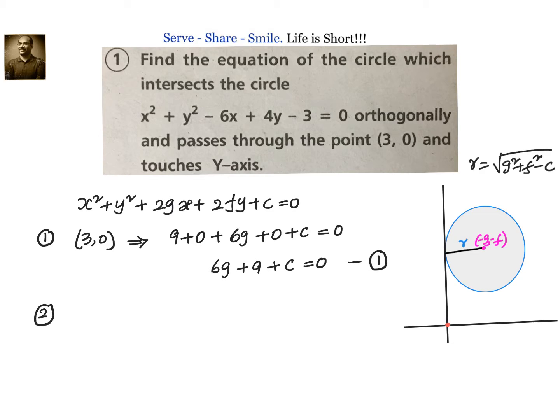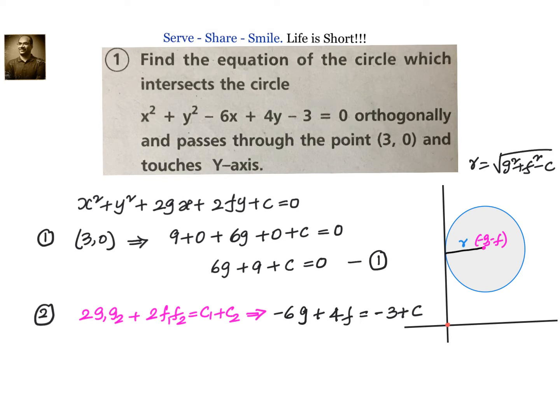Let's go to the second condition. The second condition is it intersects another circle orthogonally. Now what is the formula for that? The formula we know is 2g1 g2 plus 2f1 f2 equals to c1 plus c2. Let us substitute: 2 into g1, that is minus 3, so minus 6, into g2, that is g, plus 2f1, that is 4, into f2, that is f, equals to c1, that is minus 3, plus c2, that is c.